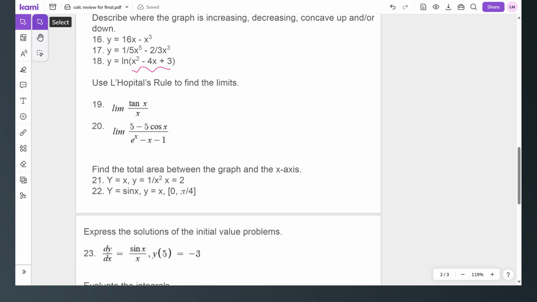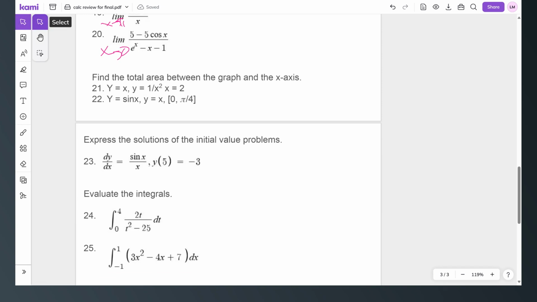L'Hopital's rule. So I do the derivative of the top, derivative of the bottom. This one was as x goes to pi. This one is as x goes to 0. I had to do 20 twice. Area between the graphs. So I'm looking at area between the graph and the x-axis. I could also ask you a question about the area between two curves, remember? So you can check those out.